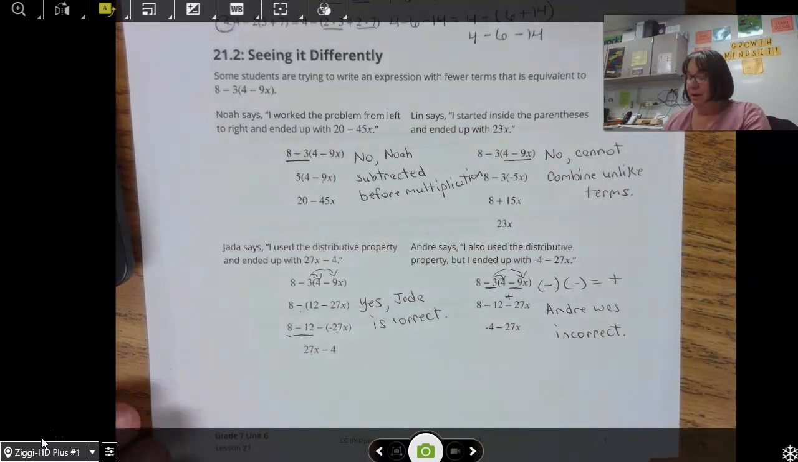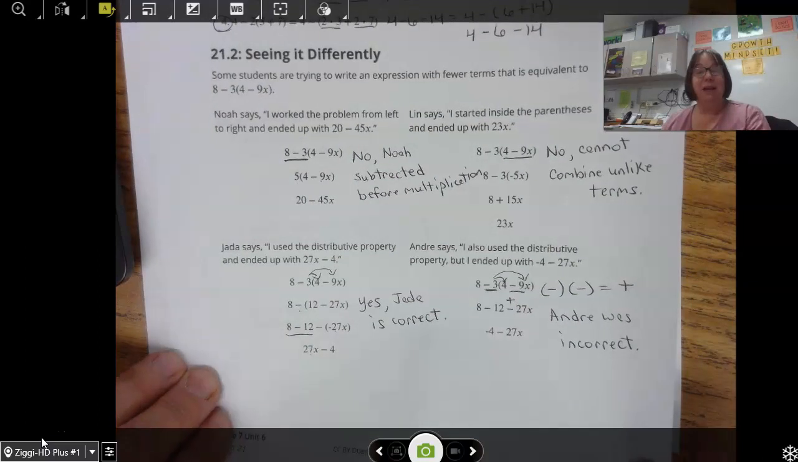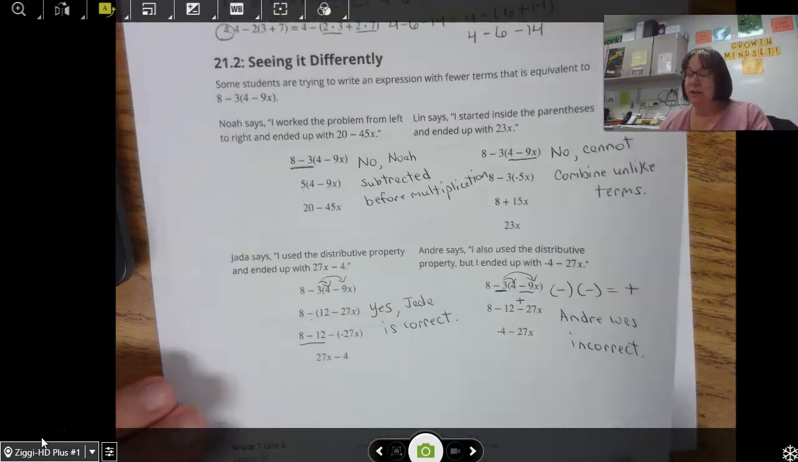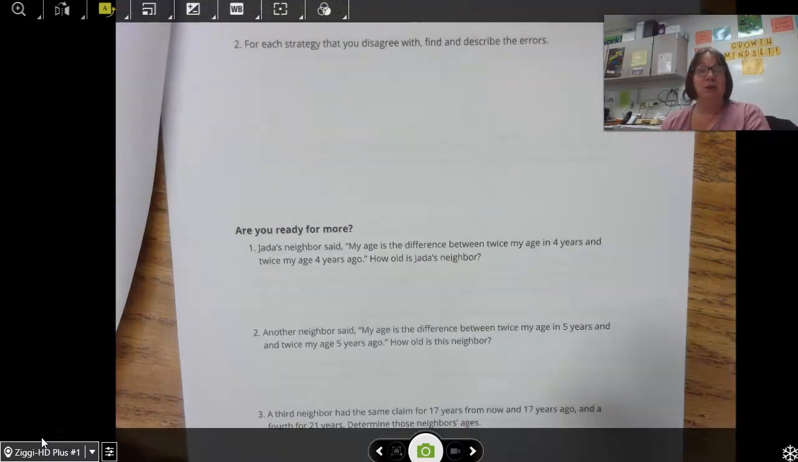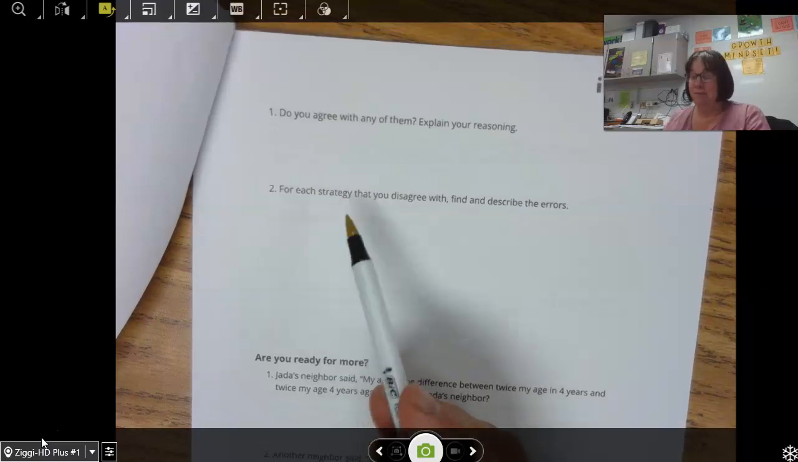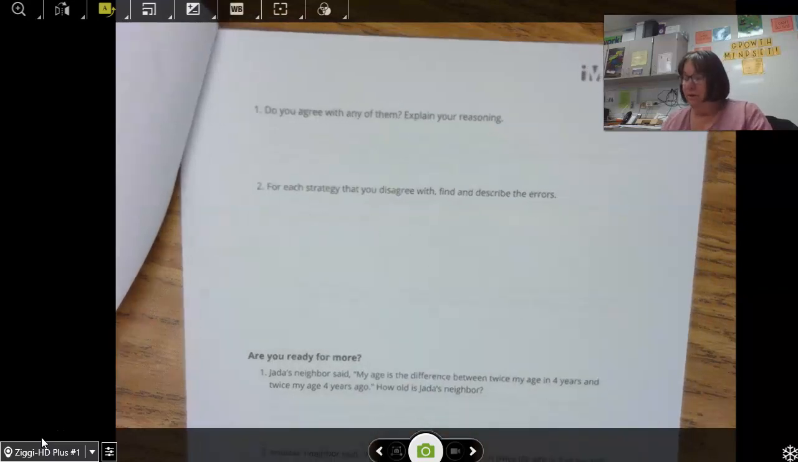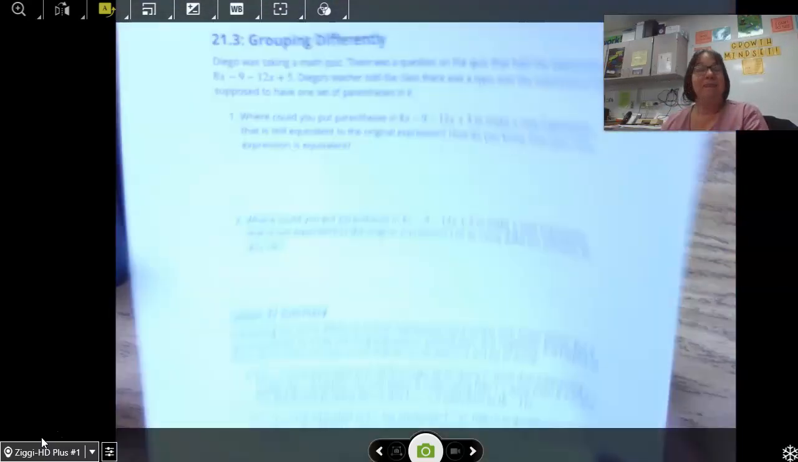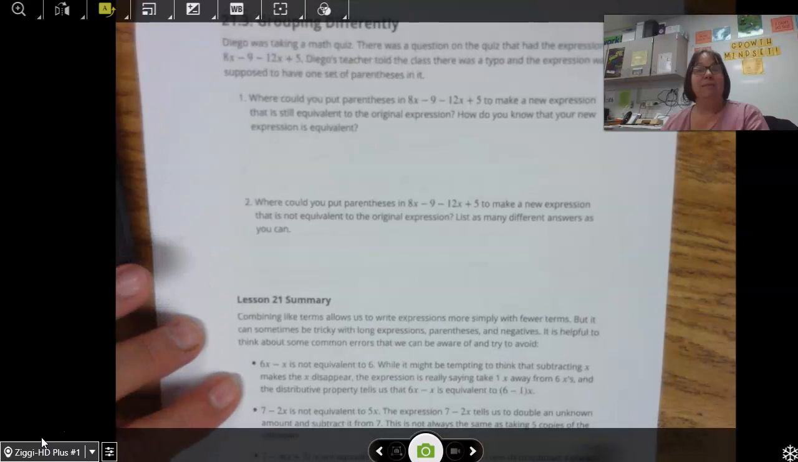All right, if you turn the page, take a moment and make sure you have these notes before you do that. But if you turn the page, you're going to see questions 1 and 2 were already answered. We did that as we looked through their problems. So we're going to go on to the next page, which would be 335, and we are grouping differently.